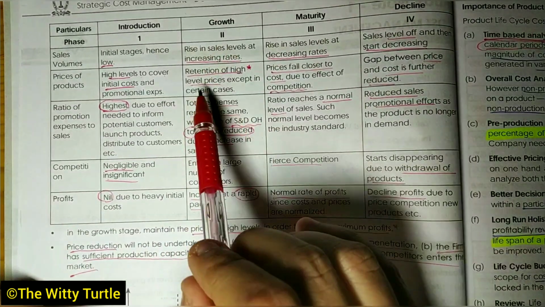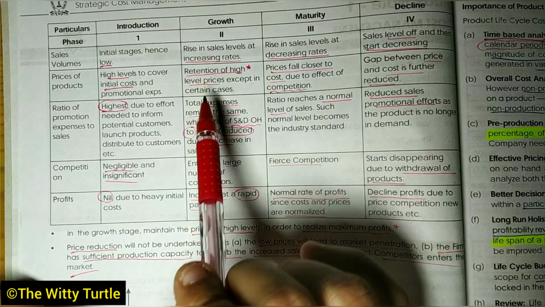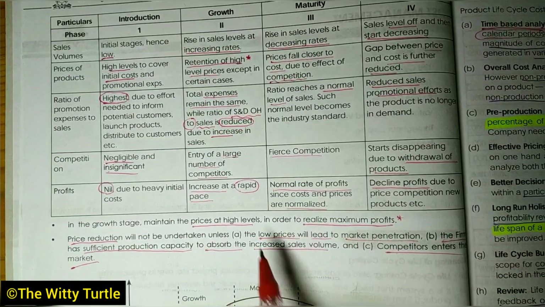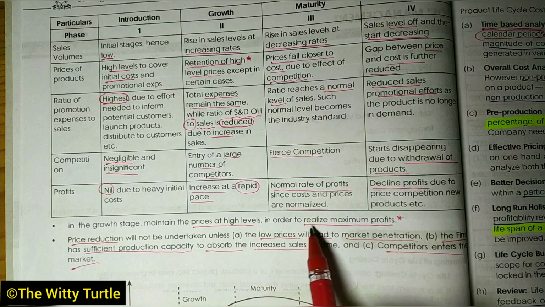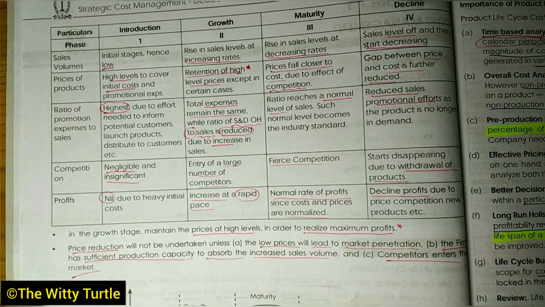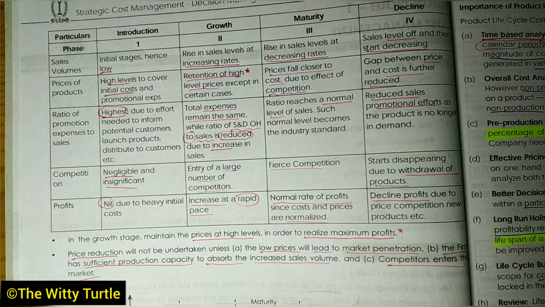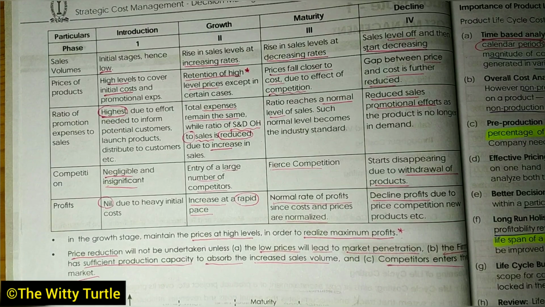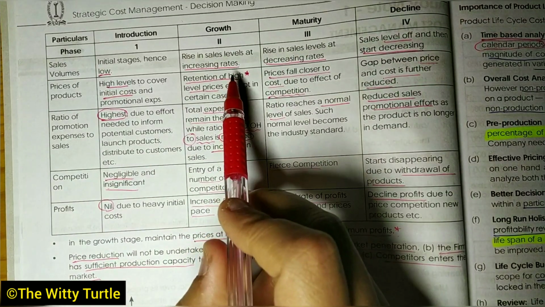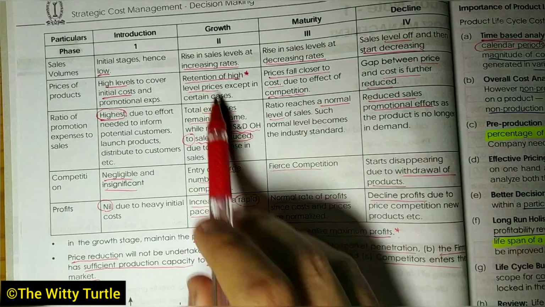Next, in the growth phase, what happens? The high price is still retained, right? Why? Because in the growth phase the prices are at high levels in order to realize maximum profits. See, they generally make maximum profit in the growth phase, because we already learned that in the growth phase the sales increase at an increasing level. So there is a very large sale. So when there is sales at a very large quantity, if you keep high prices, then you can realize maximum profit in this particular phase.